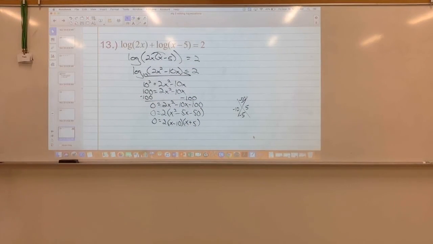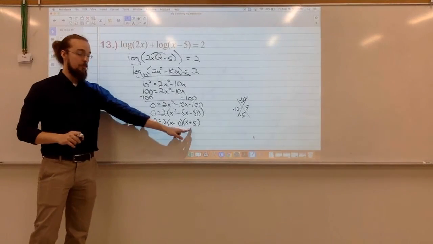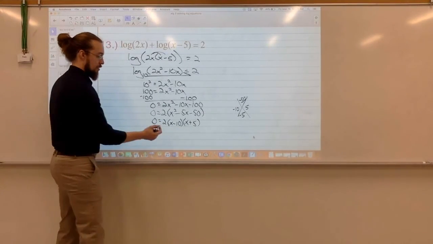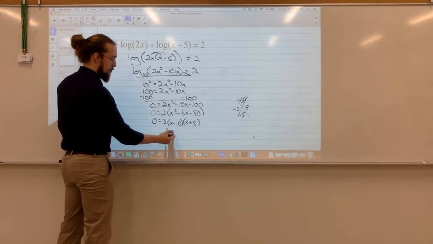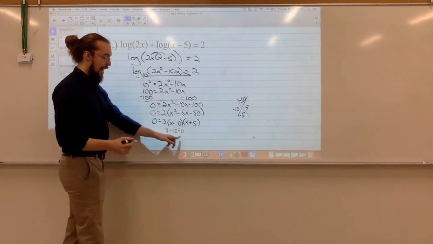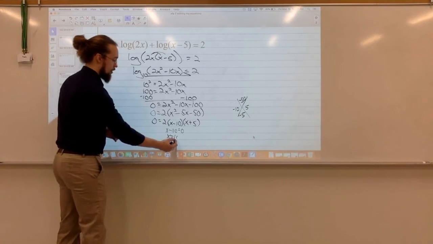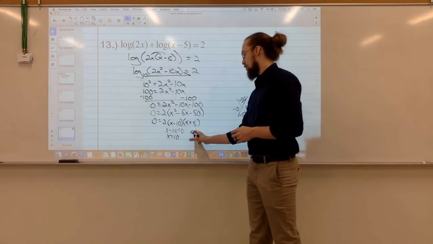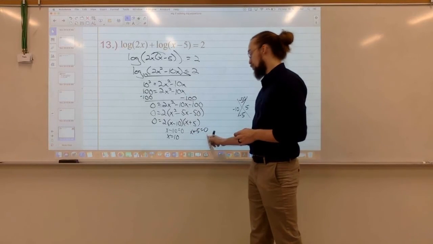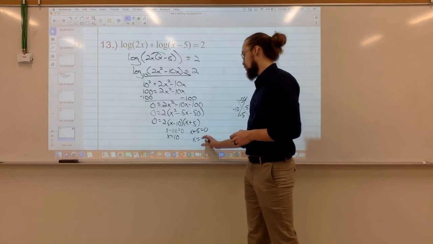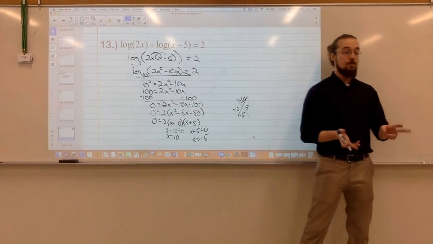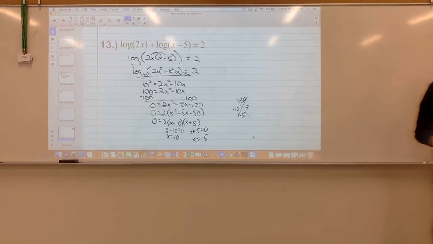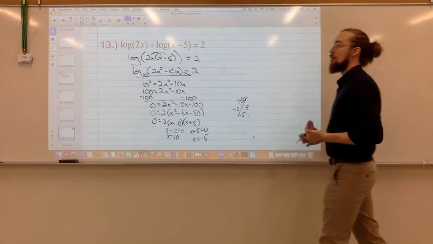So how do I get my answers then? We want to set each of these factors equal to 0. So if I say x minus 10 equals 0, I would add the 10 over and get x equals positive 10. Similar idea here. If we say x plus 5 equals 0, I would subtract the 5 over and get x equals negative 5. So we got 2 answers here. We need to check both of them in my original equation.